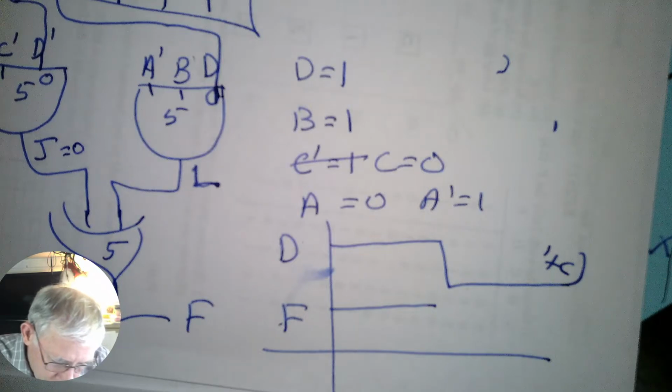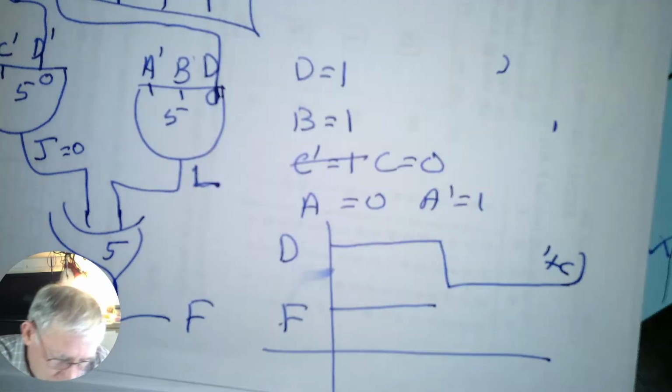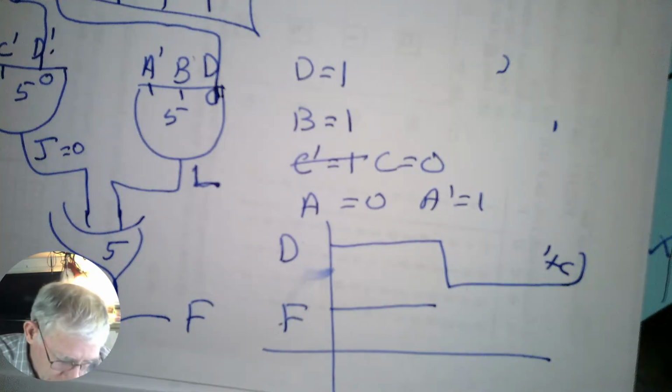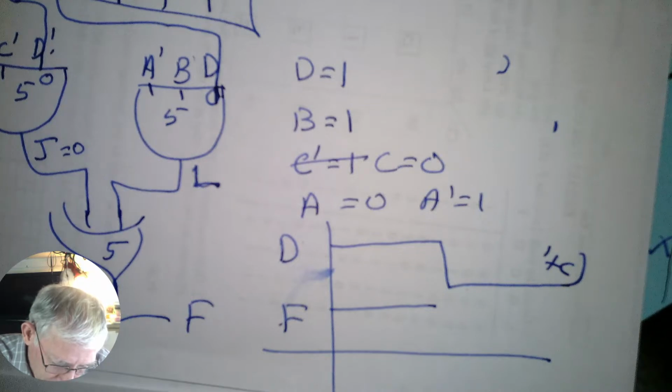Well, so J is 0, and J is not going to get to 1 until D changes. You have to wait 5 nanoseconds before this input becomes 1, 5 more nanoseconds before J becomes 1. Here the D prime becomes a 1, but it's actually 10 nanoseconds out here before J goes up to be a 1, and it stays up, but you have to wait 5 more nanoseconds before F will go back to 1.